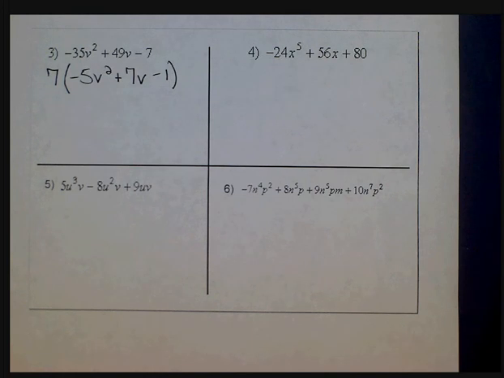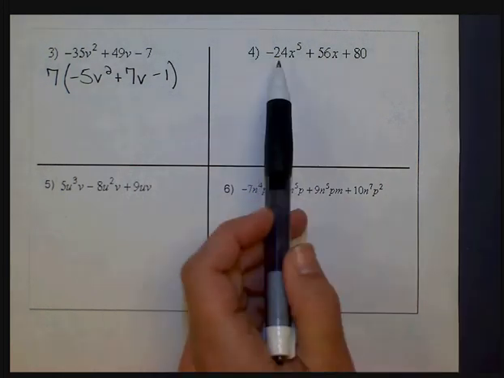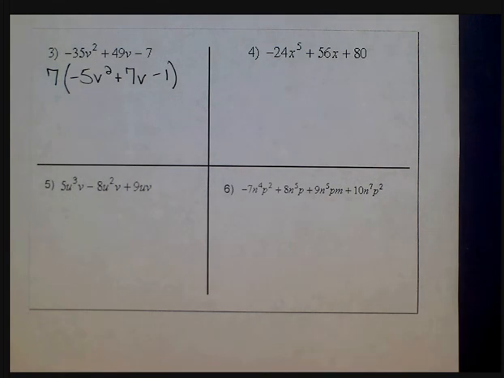Alright, number 4 is another trinomial. Again, we have that negative out in front, so this time I'll factor out the negative. You can factor out the negative, but you don't have to. I count both answers as being correct.